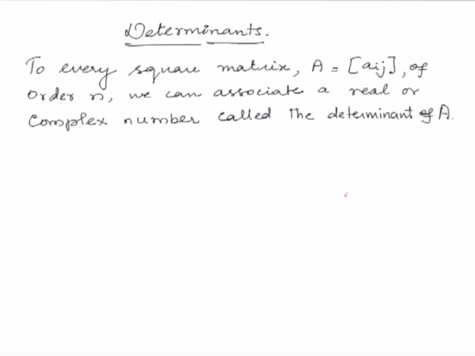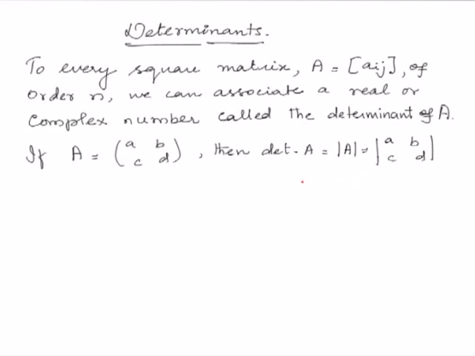So if you consider a matrix of order 2, capital A is equal to [a, b; c, d], then determinant of A is equal to |a b; c d| with a pair of parallel lines. We write it like that, but we read it as determinant of A. That is equal to ad minus bc. This is the value of the determinant.